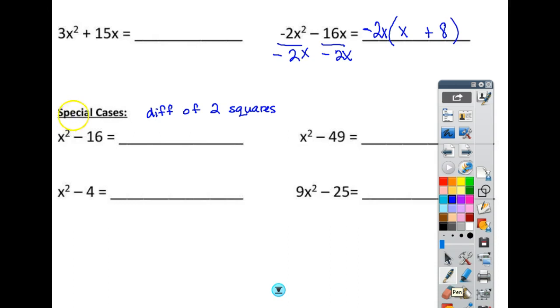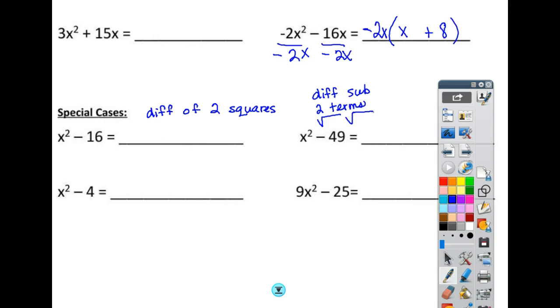These are difference of 2 squares. It has to be a difference problem. It has to be subtract. You have to have 2 terms. And you have to be able to take the square root of both terms. Both terms have to be perfect squares.